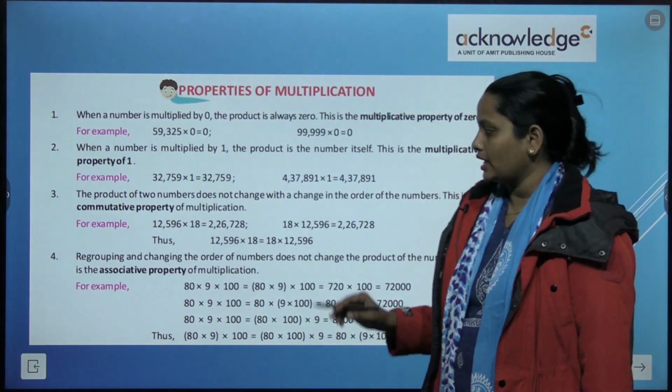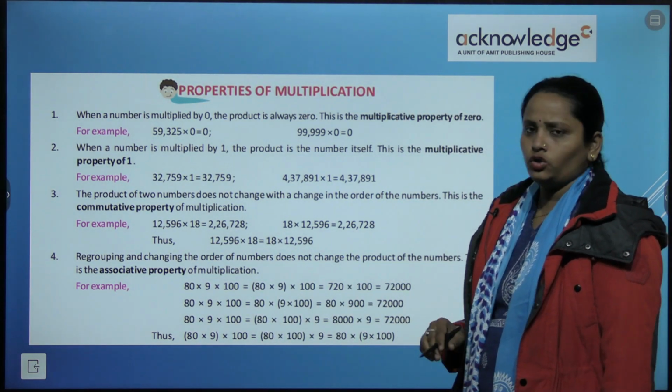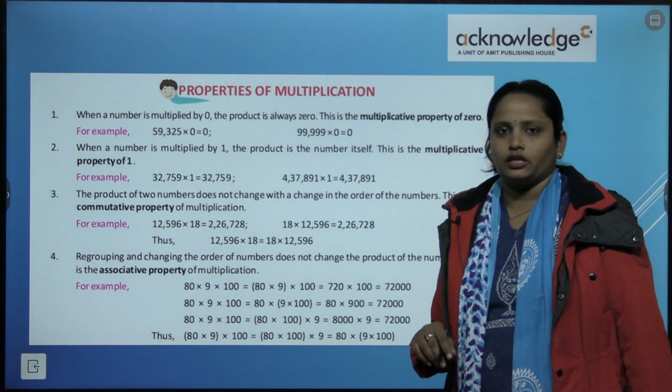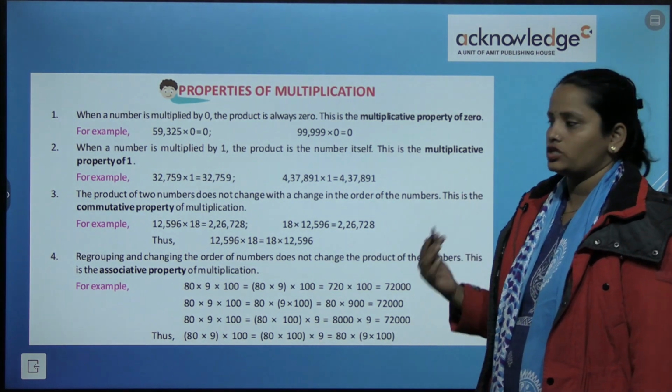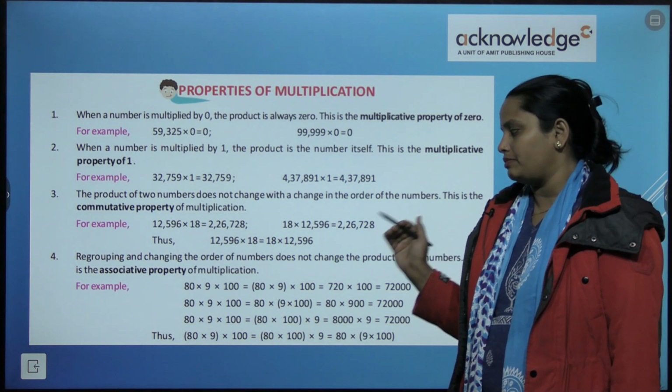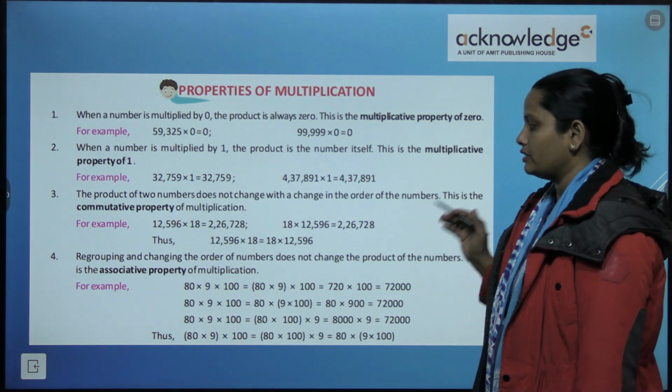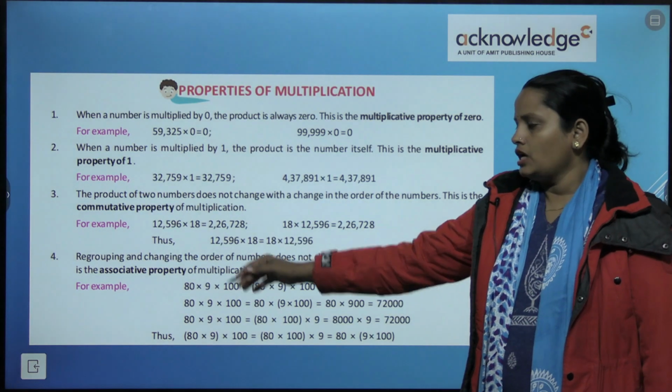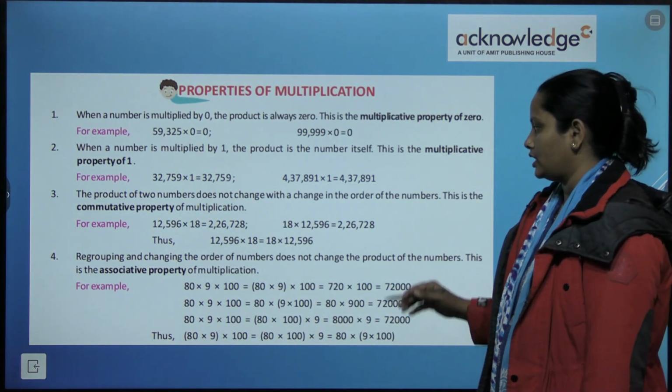Now what does the fourth property say? Regrouping and changing the order of the numbers. If we regroup and change the order, there will still be no difference to the product. Product will be the same, answer will be the same. And this is what we call the associative property.